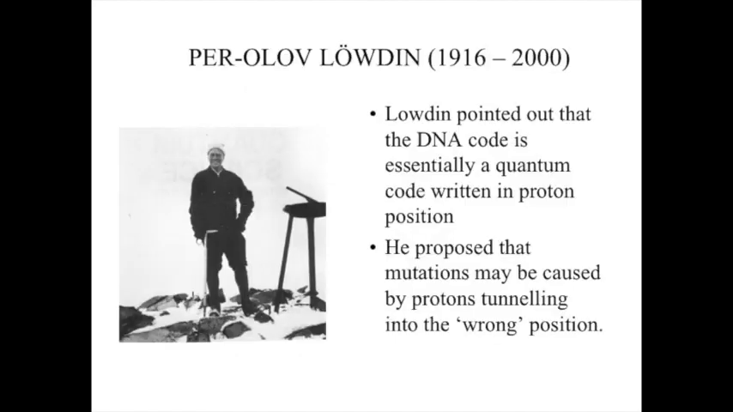This guy, Pierre Olaf Lodin, proposed back in the 1970s that DNA code is essentially a quantum code written on proton positions. Essentially, this is the DNA code. DNA code is these proton positions. And he proposed that mutations may be caused by protons tunneling into the wrong position, tautomerization.